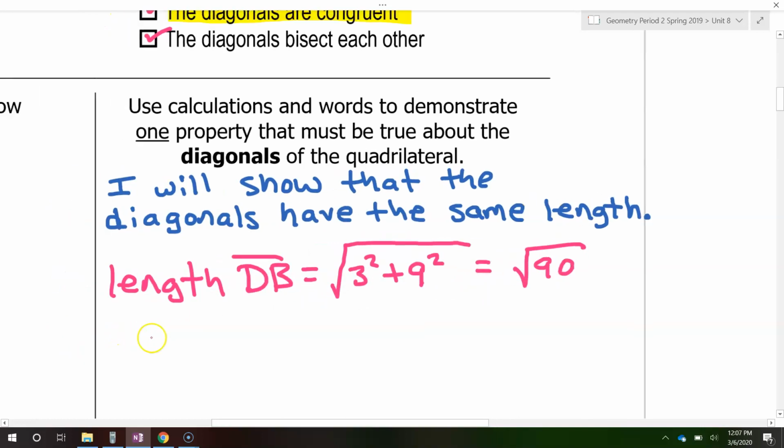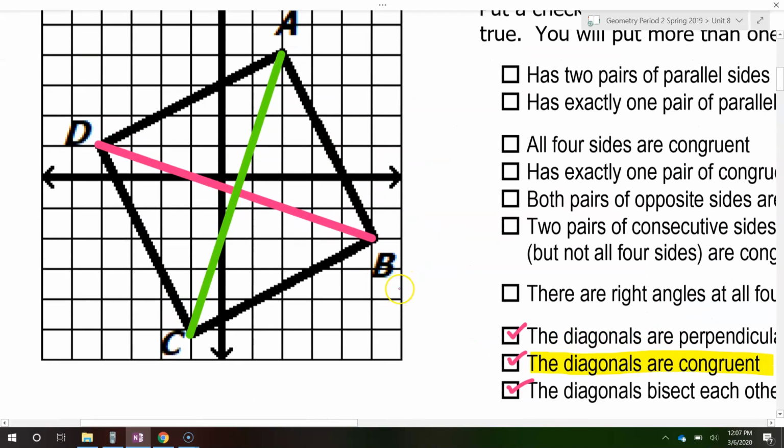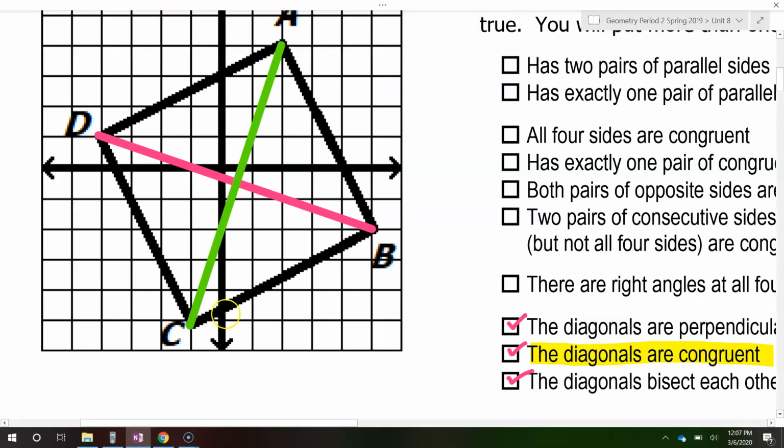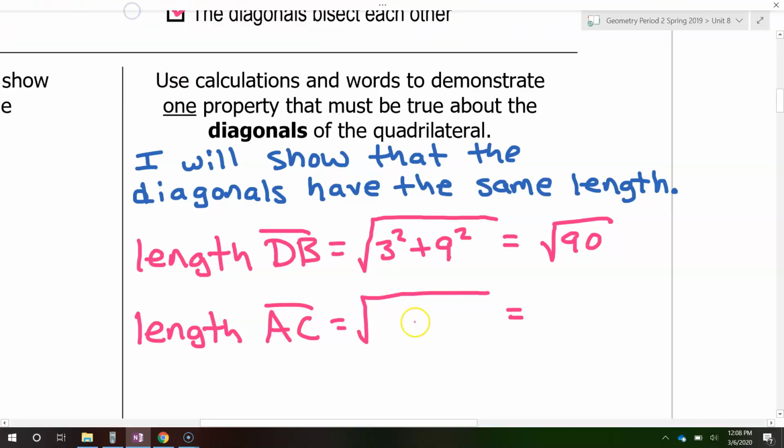Okay, now let's find the length of AC. All right, so the length of segment AC is going to be the square root of... Okay, again, let us do the Pythagorean theorem. So that's going to be like this and like this. Interesting. This is 3, and this side is 9. So again, it's going to be the square root of 3 squared plus 9 squared. So of course that's going to give me the same length, square root of 90.